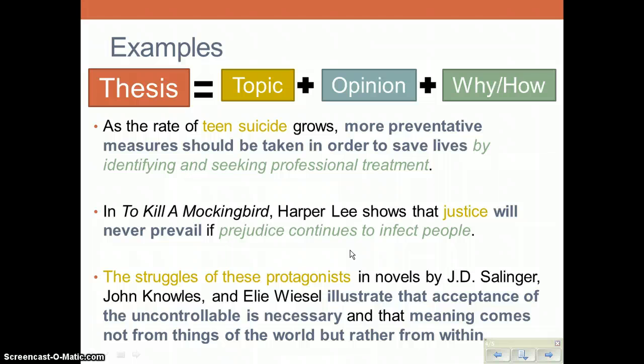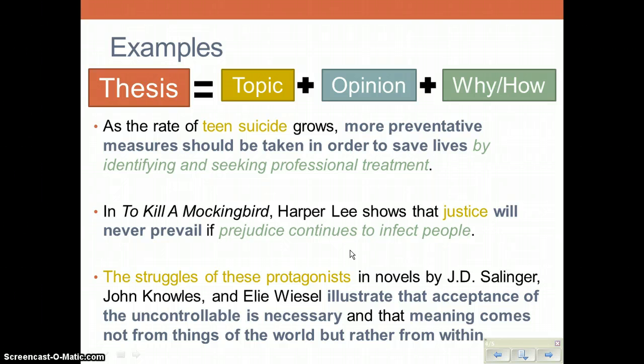The third example is a little non-traditional. You'll notice that there's nothing highlighted in green. We're missing a why or a how. So we have a clear topic, the struggles of two protagonists, or three, I guess, in this. And then what they're saying about it: illustrate that acceptance of the uncontrollable is unnecessary and that meaning comes not from the things of the world, but rather from within.